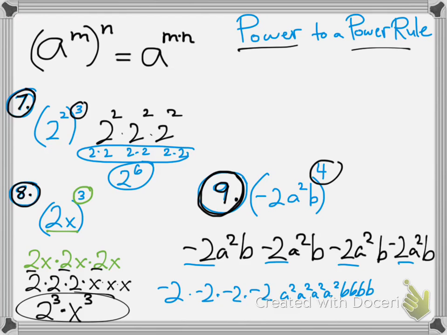That's going to be negative times 4 negative, that'd be positive 16. Because negative 2 times negative 2 is 4, negative 2 times negative 2 is 4, 4 times 4 is 16. A to the 2, 4, 6, 8. Who do we appreciate? B to the 4.